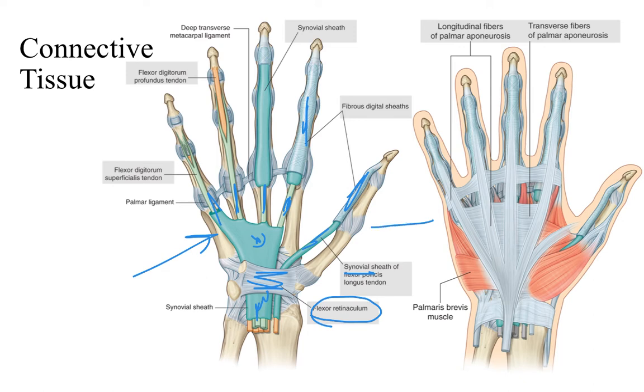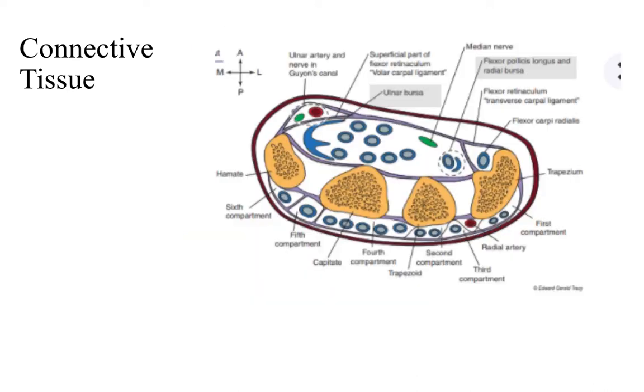And then if we look more superficially at the palmar view of the hand, we notice that we even have more connective tissue on top of that, which is associated with other muscles that are going to help movement in terms of finger flexion and grasping things.